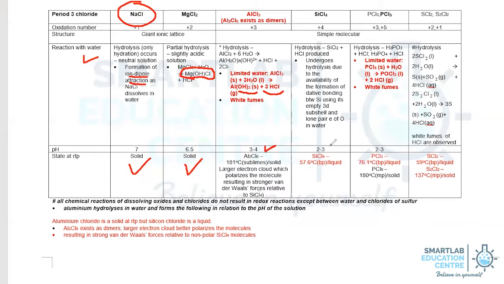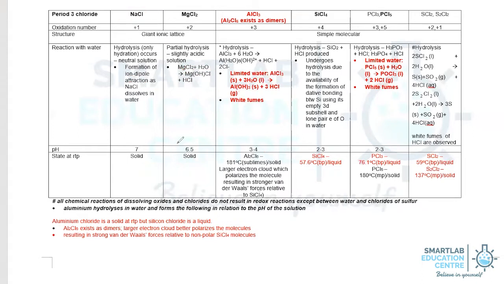Then we look at silicon chloride. It could dissolve in water molecules to form silicon dioxide and hydrochloric acid. So the pH is 2 to 3. PCl5, in the same vein as aluminum chloride, in a limited amount of water, you get POCl3, and then you get a copious amount of white fumes being formed. That is, respectively, your hydrogen chloride. And in the presence of excess water, you will produce H3PO4 plus your hydrochloric acid. So the pH is actually 2 to 3 as well.